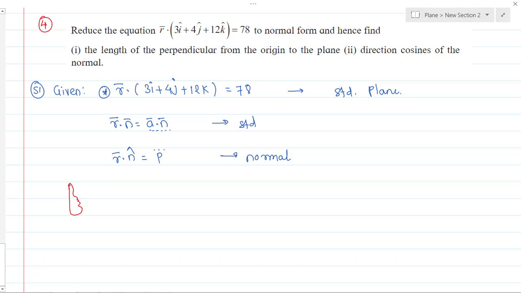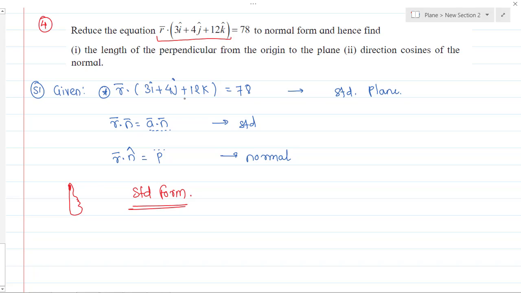Okay, this is the thumb rule. If they have not mentioned anything about which form of the equation of the plane we have to consider, it's the standard form only. Always remember, we have to consider the standard form only if they have not mentioned anything about the plane. Okay, perfect. So they have not mentioned anything, they have directly said it's a given equation of the plane, so we have to consider it's a standard equation.